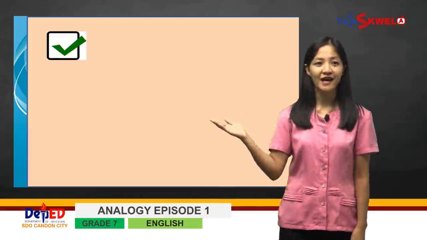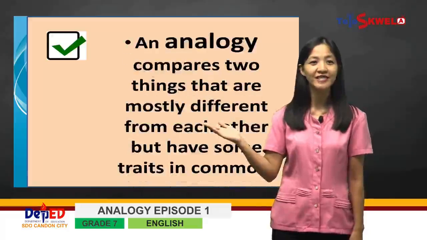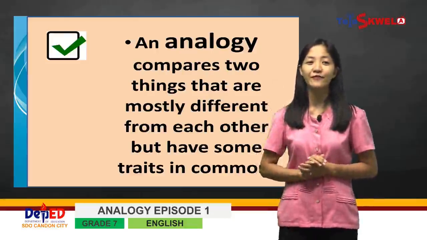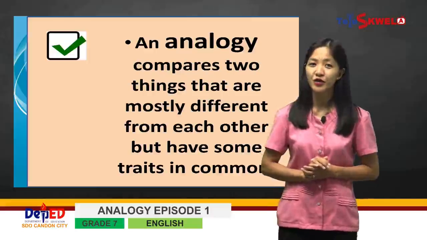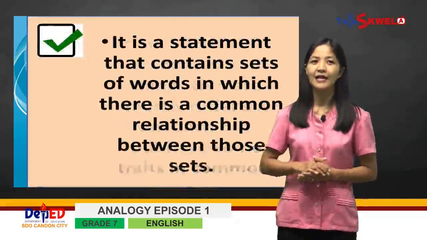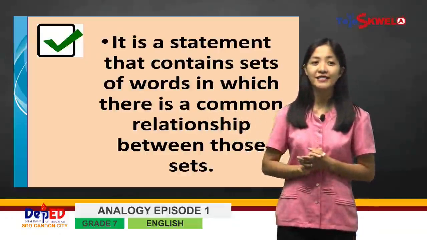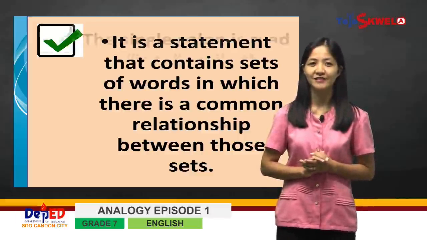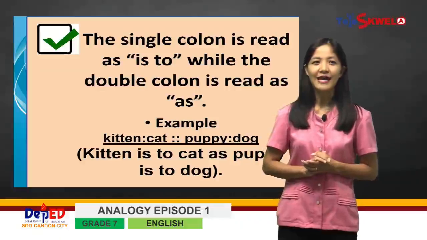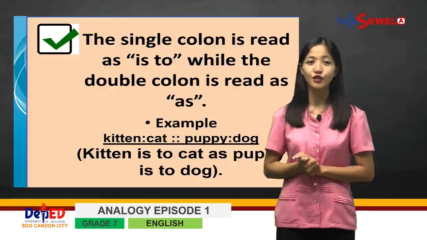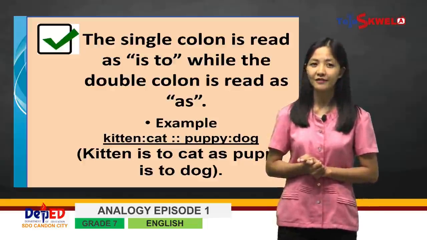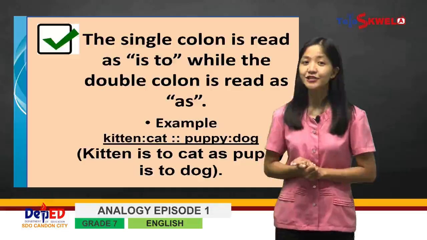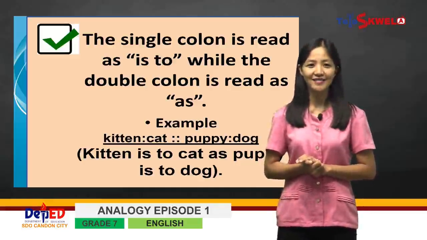We were able to discuss analogy as a way of building our vocabulary. An analogy compares two things that are mostly different from each other but have some traits in common. It is a statement that contains a set of words in which there is a common relationship between those sets. It is not written as a sentence and uses single colon and double colon. However, when read aloud, the single colon is read as "is to," while the double colon is read as "as."